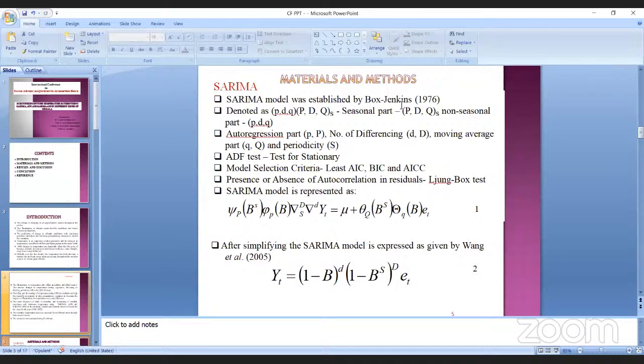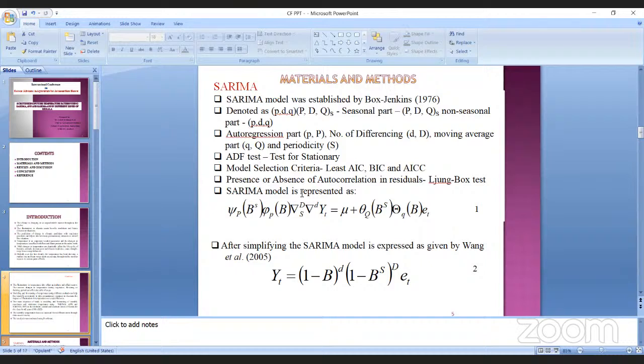It is a model established by Box and Jenkins in 1976, and this is the SARIMA model. For fitting the SARIMA model, the data must be stationary, which was checked using the ADF test, that is the augmented Dickey-Fuller test. The model selection criteria was based on the least value for AIC, BIC, and AICc, that is Akaike information criterion, Bayesian information criterion, and modified AIC.